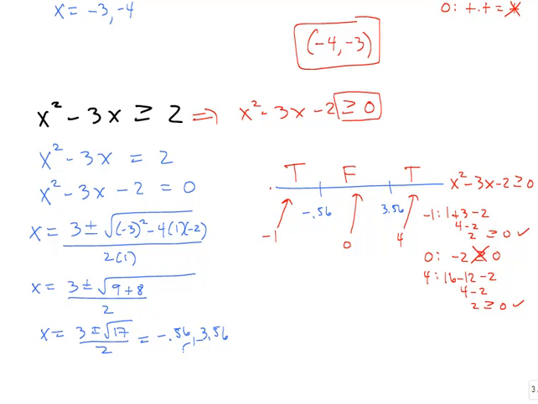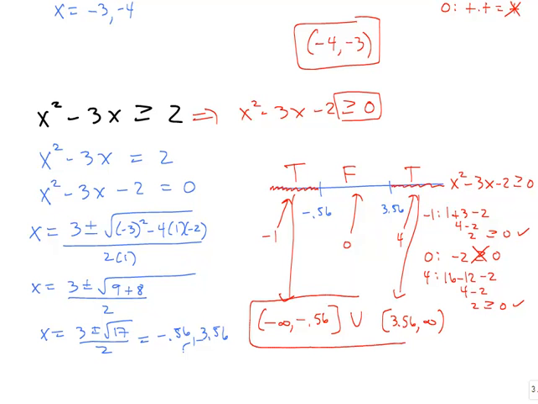So my solution is going to be everything over here and everything over here. As intervals, this interval on the left starts at minus infinity and goes up to negative 0.56. I get to use a bracket because we had an equal bar. And then this interval over here starts at 3.56, again using a bracket, and goes up to infinity. And to show that I want both of these, we use that union symbol in between. So here's our solution.